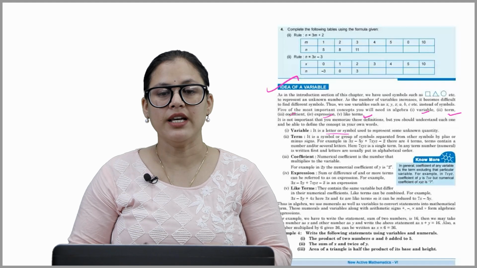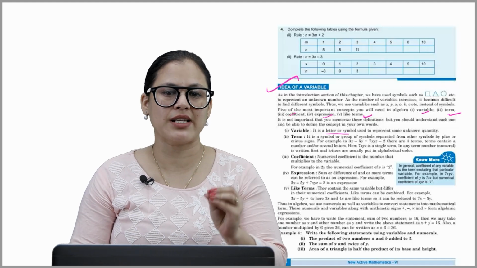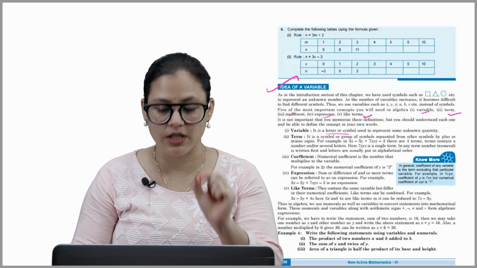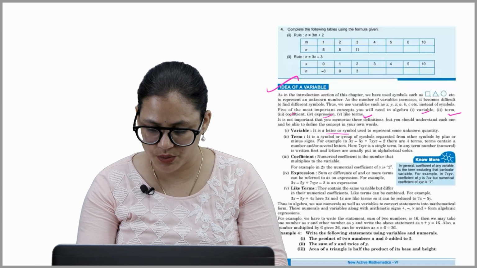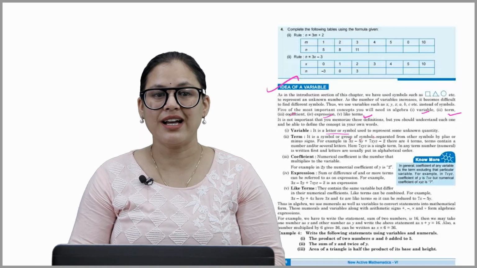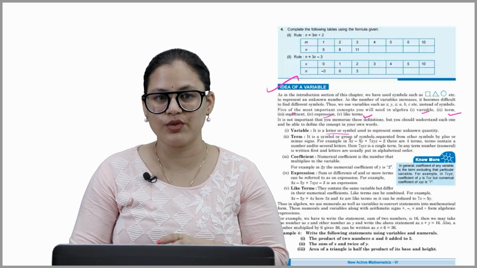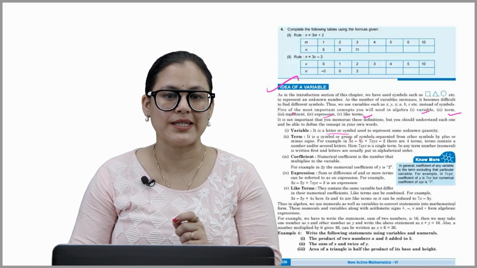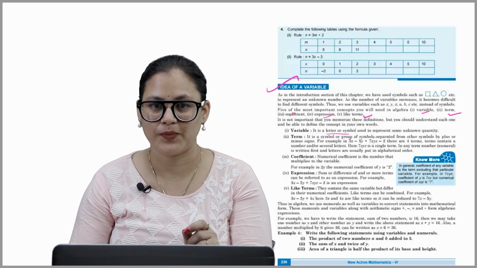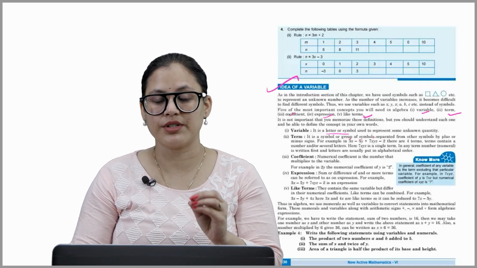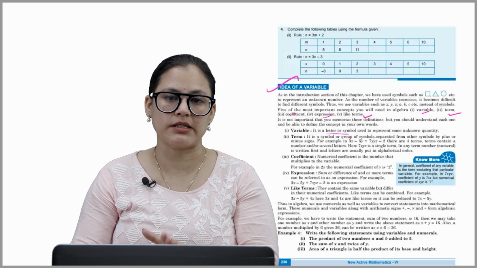signs. For example, in 3x minus 5y plus 7xyz minus 2, there are 4 terms, that is 1, 2, 3, 4. A term contains a number and/or several letters. Here 7xyz is a single term. In any term, the numeral is written first and letters are usually put in alphabetical order.